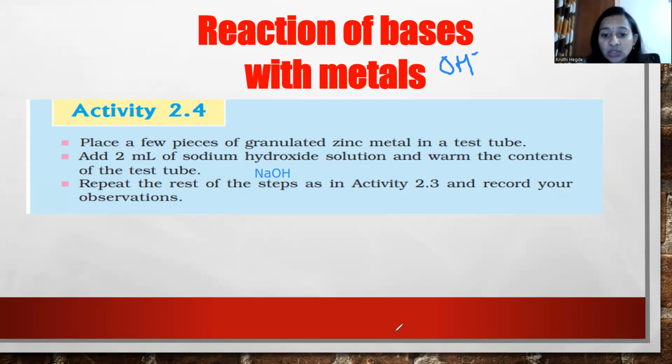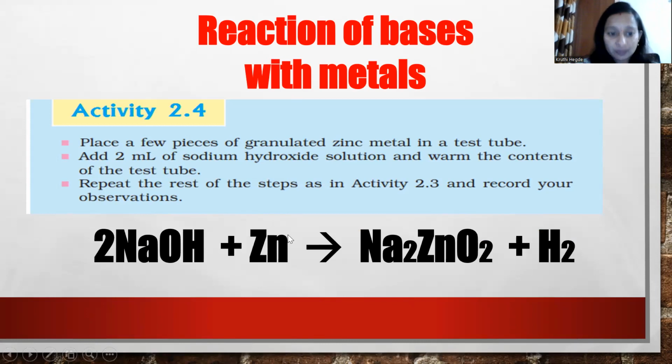So from this we got to know that bases can also react with metals. So let us understand further.